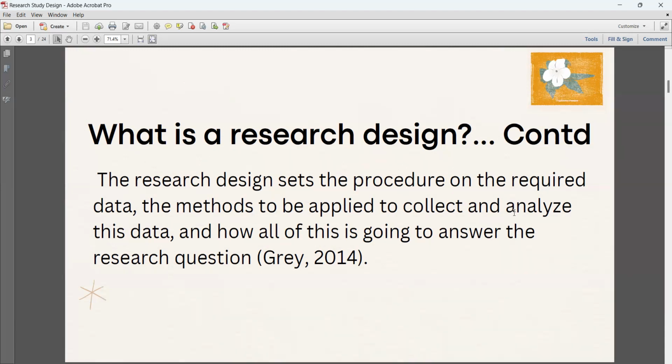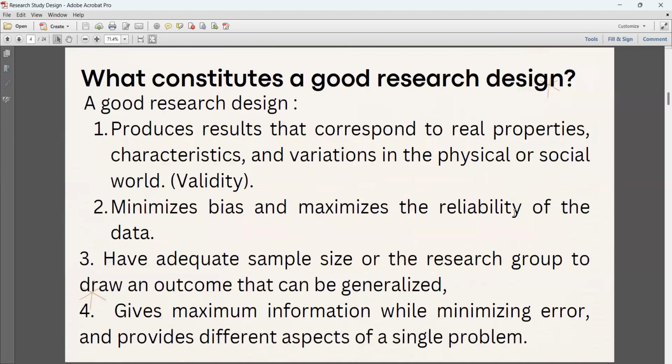So for instance, if we choose an exploratory design, then there are standards on what are the desired data collection methods for exploratory design, and what are the most appropriate sampling procedures for exploratory. So the design is very important. It will set all those procedures needed to answer the research questions.